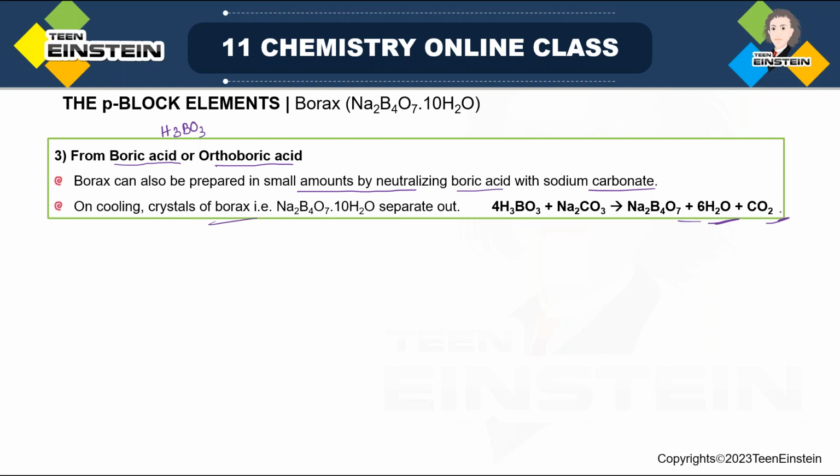Because if you look at the product side, CO2 is a gas, so it will be removed easily. Only in the reaction mixture part we have water and our desired product. So easily we can get the crystals of borax. So this is the third method. After these preparation methods, a total of 3 preparation methods we have seen. One is from tinkal, the second one is from colemanite, the third one is starting from H3BO3, which is the source of boron here.